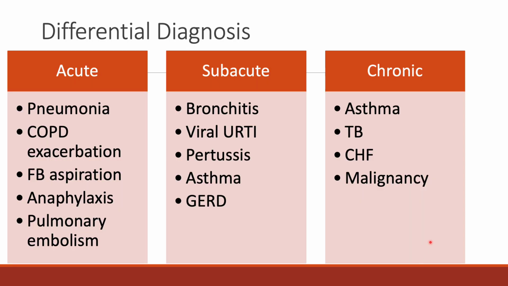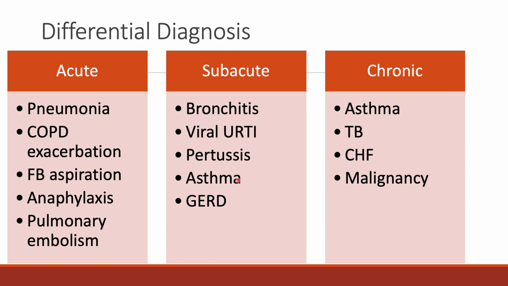For the case scenario, let's list the differentials. If it is an acute cough of less than 1 month, it could be pneumonia, COPD, pulmonary aspiration, anaphylaxis, or pulmonary embolism. If it is subacute, 1 month to 3 or 4 months, it could be bronchitis or a viral upper respiratory tract infection.